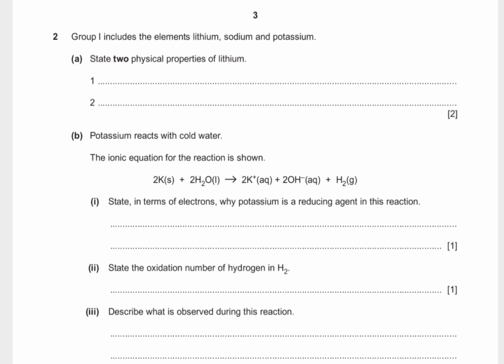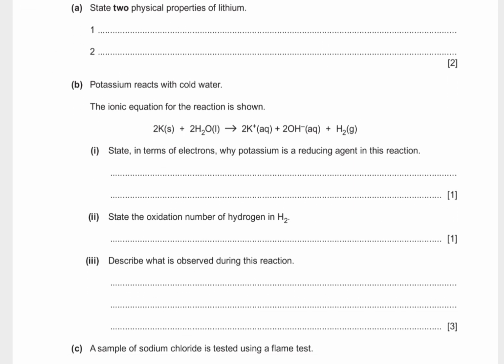Potassium react with cold water, and the ionic equation is potassium plus water. It gives you potassium ion, hydroxide ion, and hydrogen. State in terms of electron why potassium is a reducing agent in this reaction. Potassium is a reducing agent because it oxidized itself. It lose electrons. So that is why it is reducing agent. Then the second question, state the oxidation number of hydrogen. Hydrogen is in its molecular state. It has the oxidation state 0.